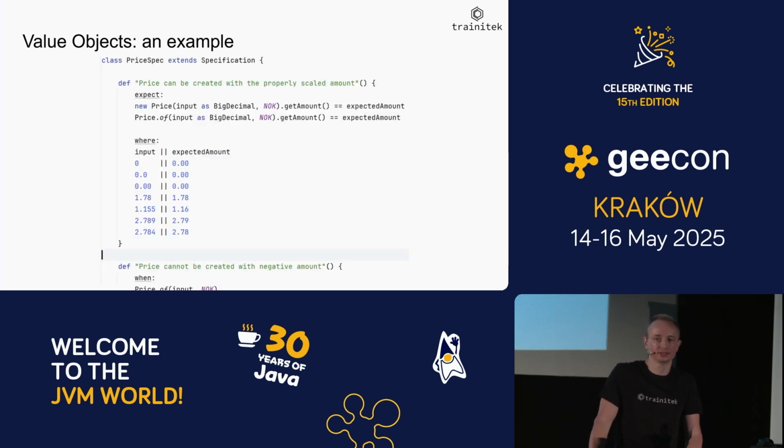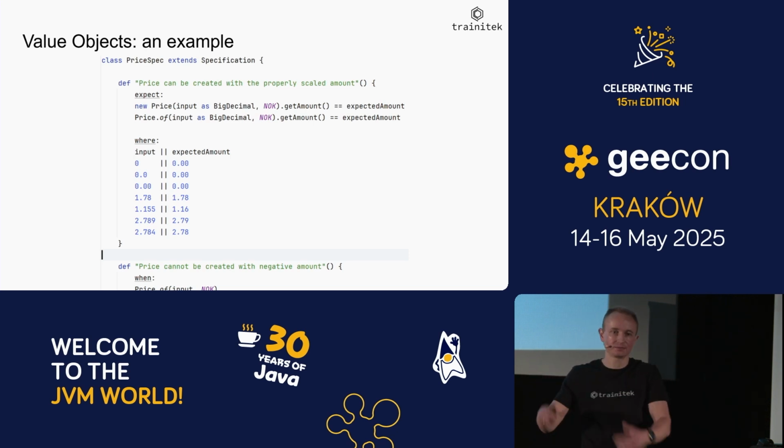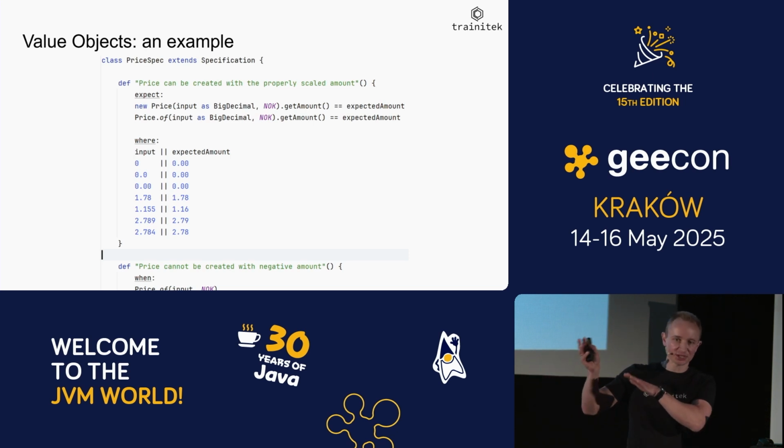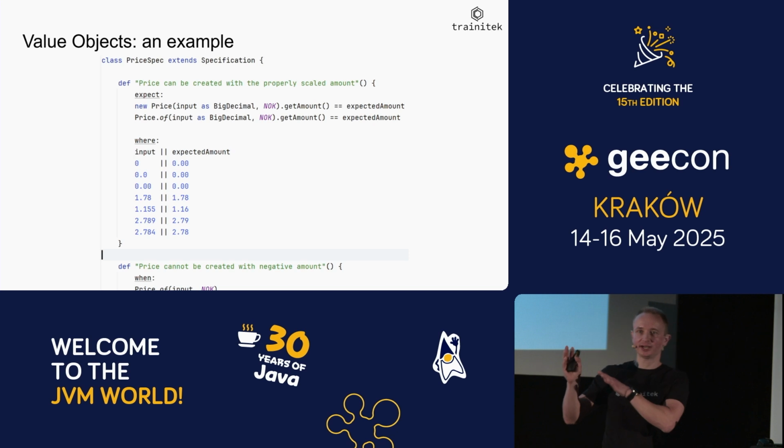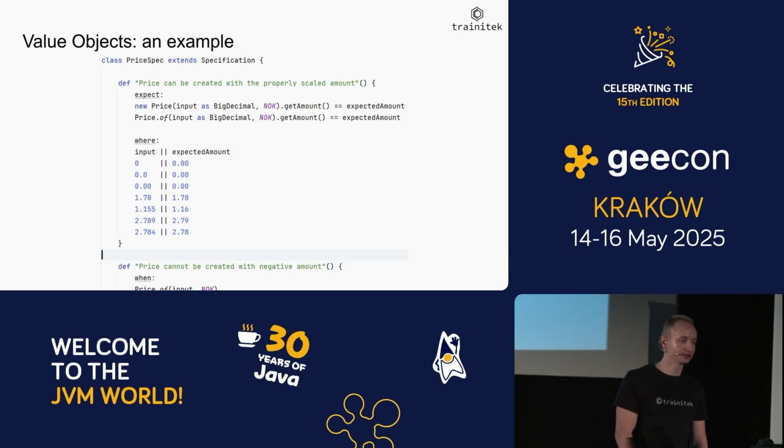Yeah, I love Spock framework. That's why I just want to give you an example so you can see how readable the code is. So you just provide some input and expected amount, and everything is written in Groovy, and you can format it in this way, and you can see how easy it is to test value objects.